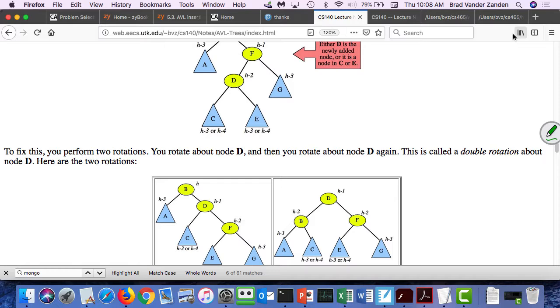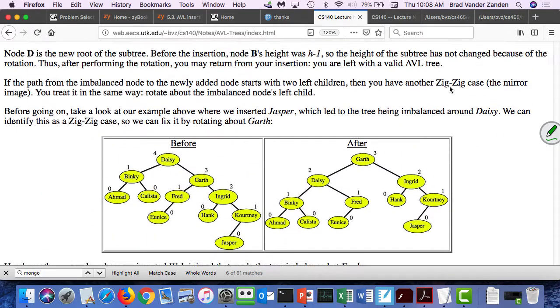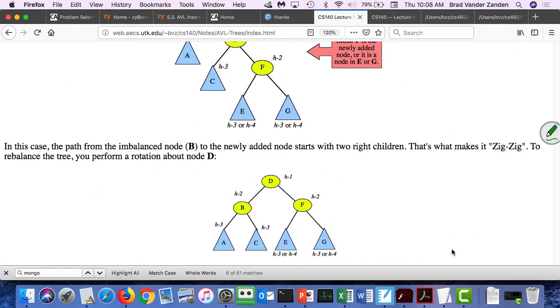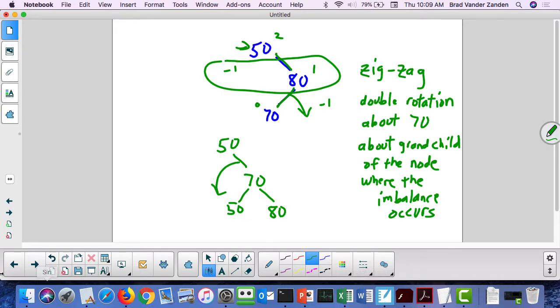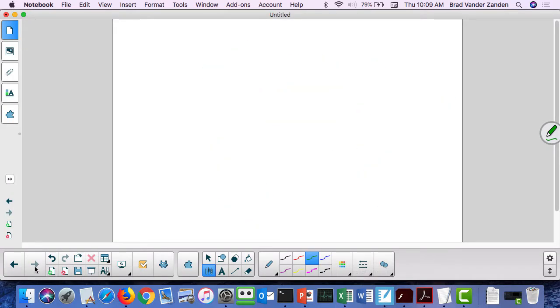If we look at the heights, this is 0, this is 1, this is 2. The height of this empty tree over here is minus 1. The height of this empty tree here is minus 1.